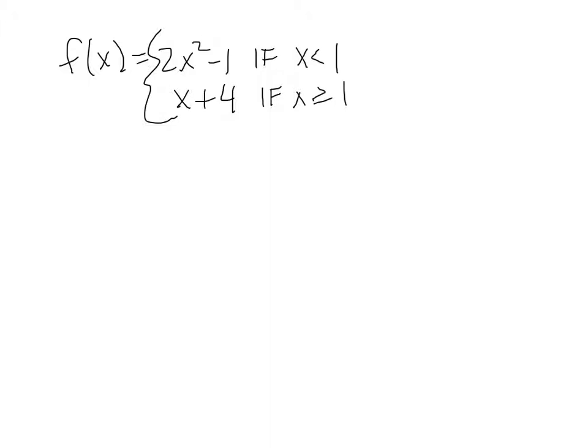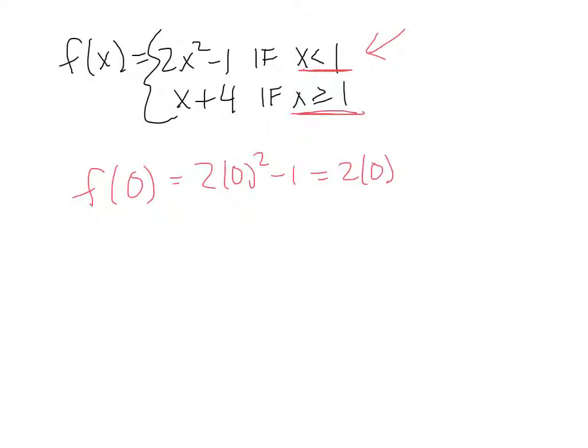And we're going to do some evaluating with f of x. Let's find f of 0. So we go, okay, well, where is 0 included? Here I have x is less than 1, and here I have x is greater than or equal to 1. Well, 0 is smaller than 1, so we're going to use that function to evaluate it. So f of 0 is going to be 2 times 0 squared minus 1, which is 2 times 0 minus 1, which is 0 minus 1, which is negative 1.